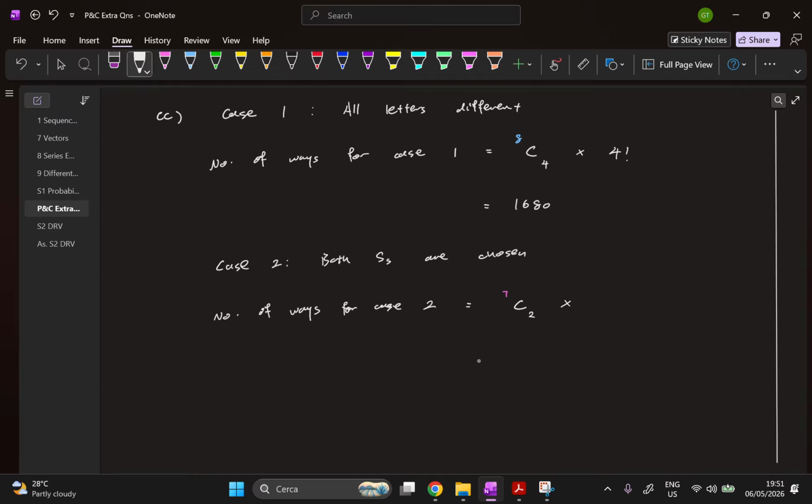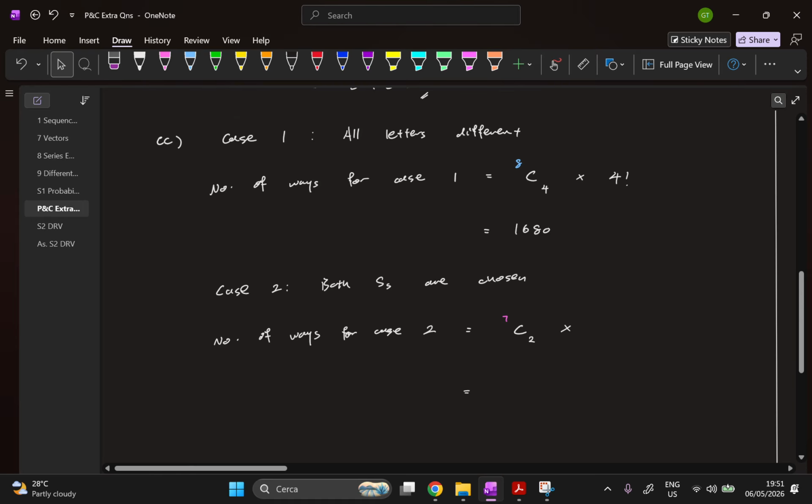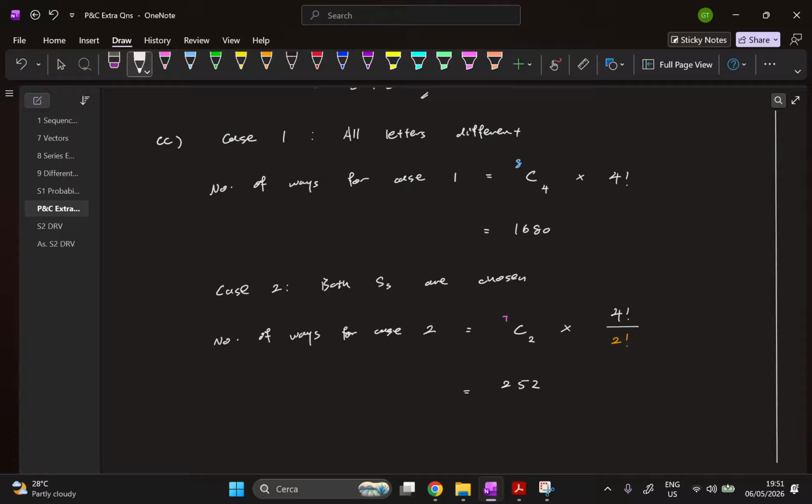And then after that, next step, permute the distinct units. In this case, I have 4 units in total. Of those 4, 2 of them are identical. So 4 factorial over 2 factorial. Same idea as part A. And that is going to be 252.